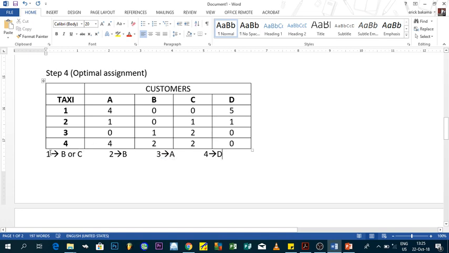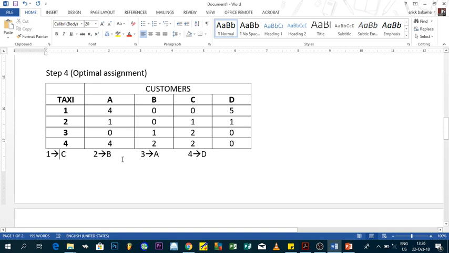And you realize that taxi 1 can do B or C, but B is gone to 2. So there's no way to give 1 B. So what you can give to 1 is only C, because C is the only thing that he can do and the remaining cannot do. So in that case, you allocate that 1 is going to use customer C, 2 is going to use customer B, 3 is going to use customer A, and 4 is going to use customer D. Now we have allocated 4 taxis, 1, 2, 3, 4, and 4 customers.